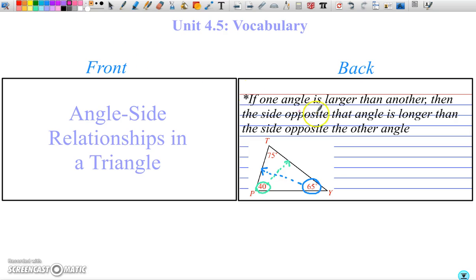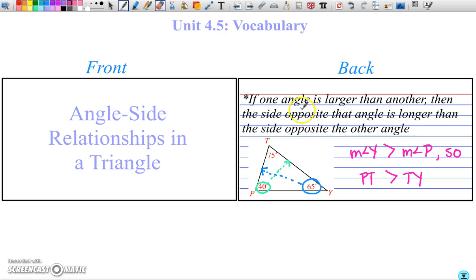So in symbols, what I would do is I would say that since the measure of angle Y is greater than the measure of angle P, that would mean that PT is going to be greater than TY. Actually, that shouldn't have the thing on it. Sorry about that. Let me get rid of that real quick. I'll just rewrite it. All right, so all I did was just take the side across from angle Y and say that it's larger than the one across from angle P.